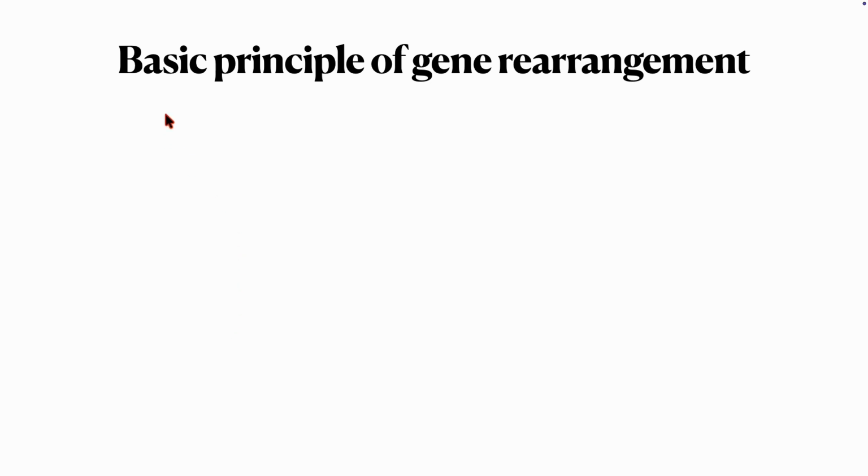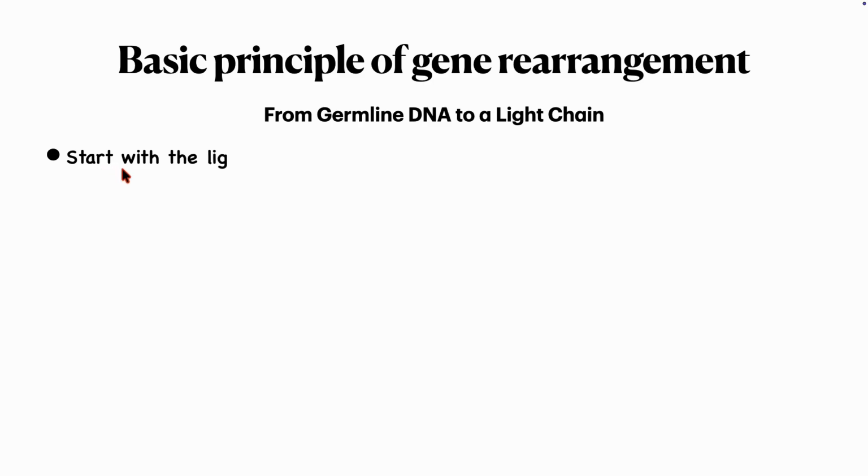Let's move on to the third outline, basic principle of gene rearrangement. In this outline, you need to understand how germline DNA is transcribed and translated into a light chain. Let's briefly look at how this rearrangement occurs.